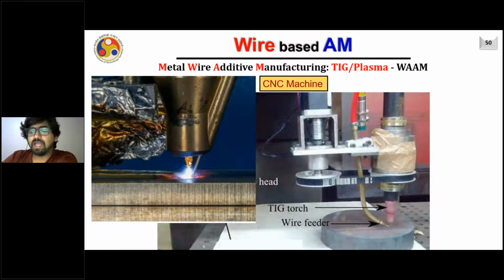You can see there is a tungsten electrode creating the arc, and that arc is creating the melt pool, and into that melt pool we are feeding the wire. Correct? In a very similar fashion, you have a system in which we are feeding from the side, from the bottom side. There is an electrode creating the arc, and that arc is creating the melt pool, and in that melt pool we are feeding the wire.